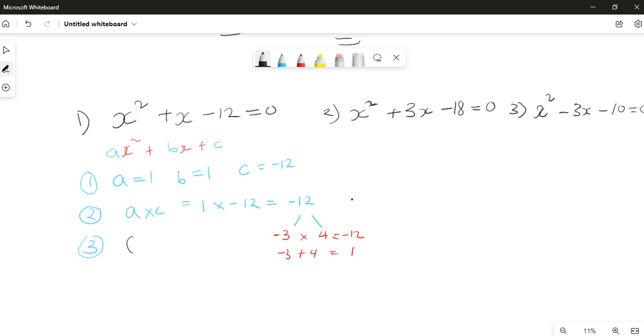So we're going to write it down: x minus 3, and we have x plus 4. All right, so we equate both of them to 0. So say x minus 3 equals 0, and x plus 4 equals 0. Then we're going to say x equals positive 3, and x also equals negative 4.